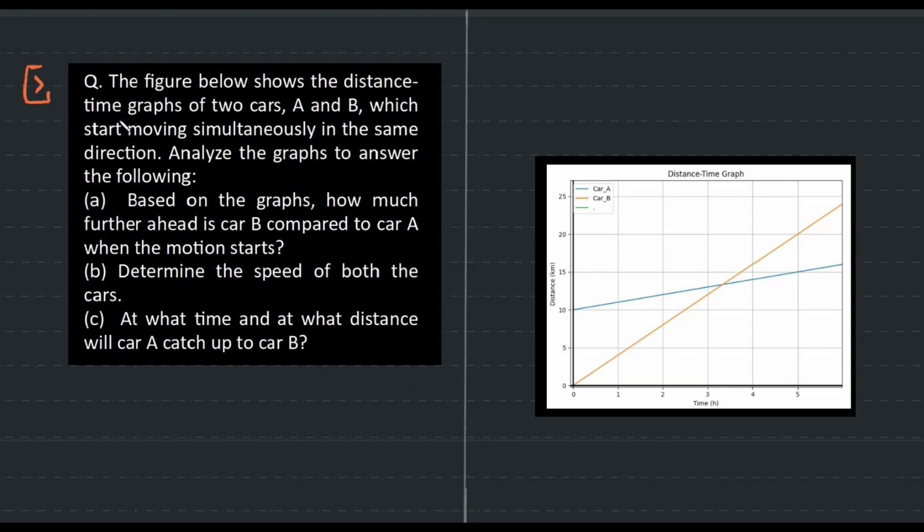The figure below shows the distance time graph of two cars A and B, which start moving simultaneously. So basically, when t is equal to 0 or any other particular time, the vehicles start to move in the same direction. Analyze the graph to answer the following questions. So what kind of graph do we have? We have a distance time graph.